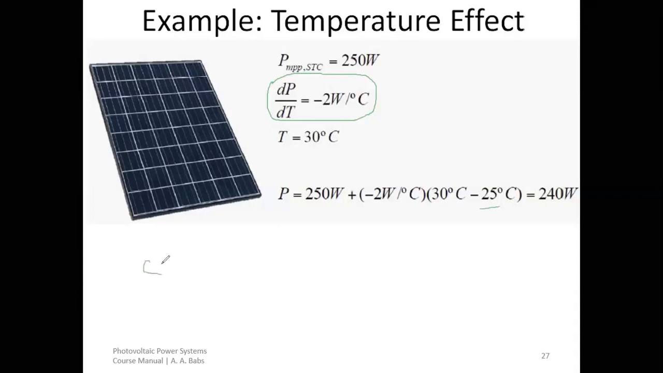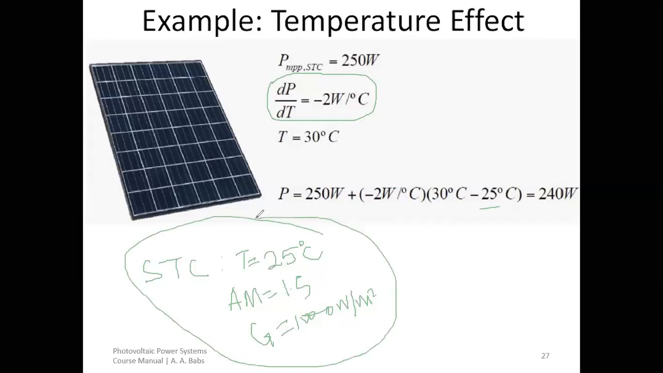Actually, standard test conditions, let me quickly show you this. Temperature is usually equal to 25 degrees at standard test conditions. At standard test conditions, the air mass, AM, is usually equal to 1.5, all right? At standard test conditions, the solar radiation, irradiance G, is usually given as 1,000 watts per square meter, all right? So we have all of these as standard test conditions. Here we have been given temperature at standard test conditions as 25, we take it as 25.